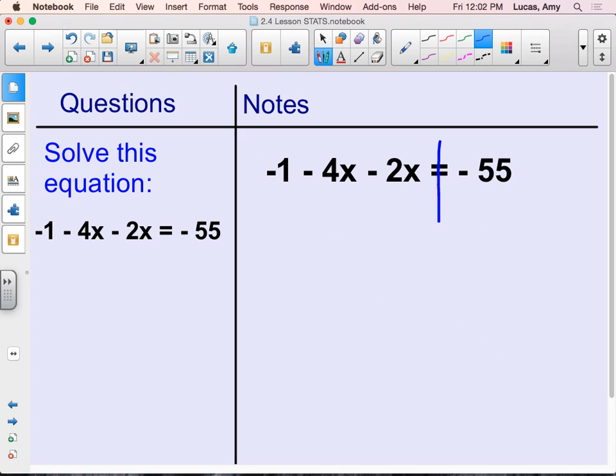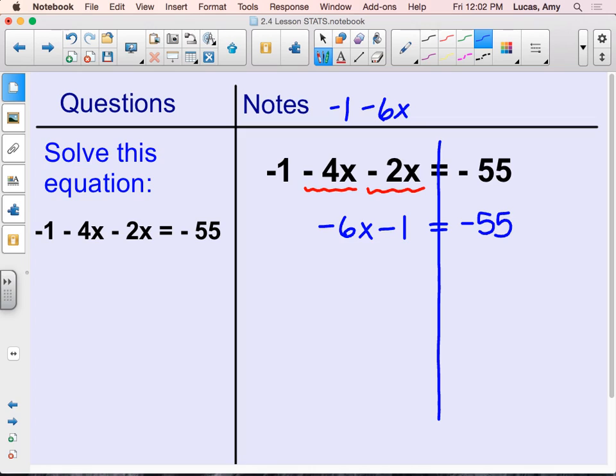Our next one, trickier because we have a negative 4x and a negative 2x. If you combine those together, you will get negative 6x. So negative 6x minus 1 equals negative 55. It does not matter the order that I write the negative 6x and the negative 1 in. I could have kept it in the order that it was, where it was negative 1 and then minus 6x. That means the exact same thing.